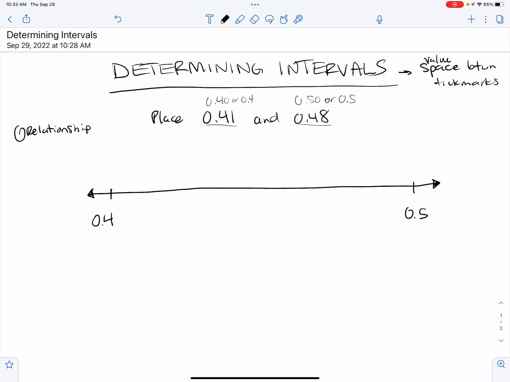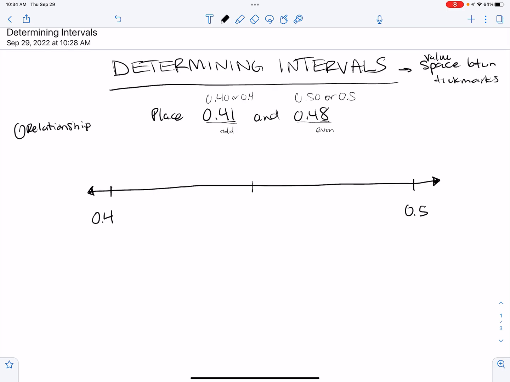So if we're looking at this, we need to then figure out, one, how many tick marks do we want, and how far apart do they need to be? So I notice 41 hundredths is odd. That hundredths place is an odd number, and then 48 hundredths, this is an even number. So I can't count by twos, so I am going to have to count by ones. And so I'm going to end up putting about, I think, 10 tick marks in between there.